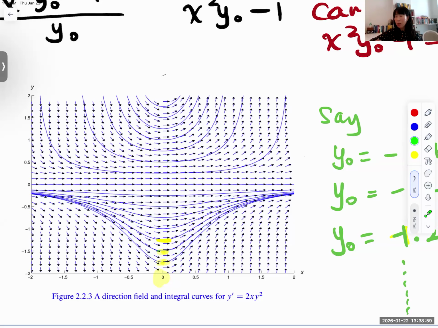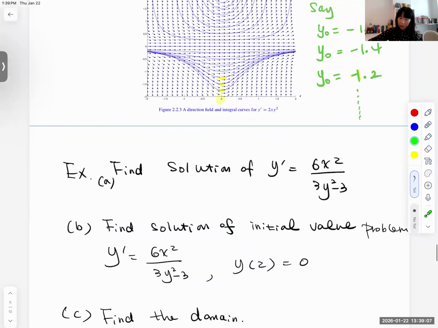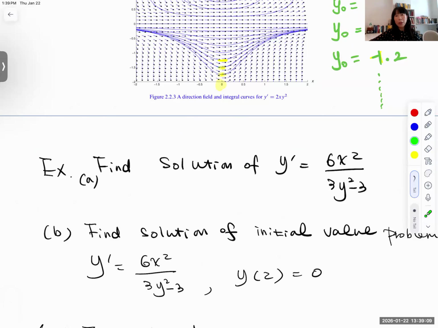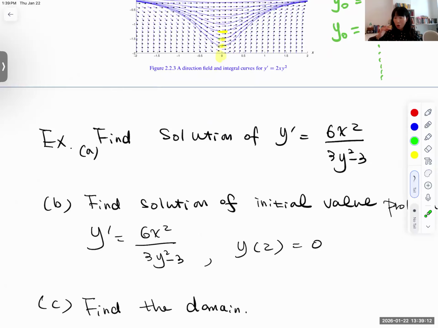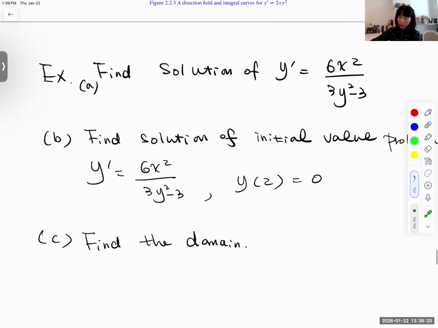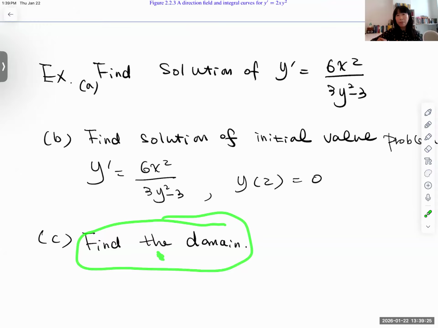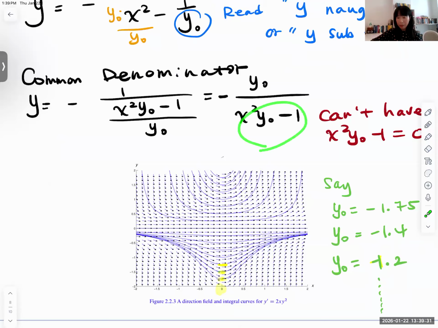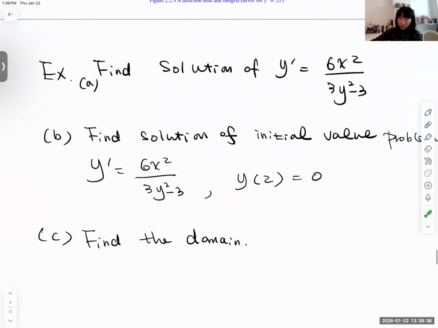So let's move on. This will be last question for this section. Okay, so find the solution of y prime equal to 6x squared over 3x squared minus 3. Okay, so let's find the general solution first. And then we have one more extra question. Find the domain. Like earlier, this is basically domain, right? Yeah. We don't want the denominator equal to 0.